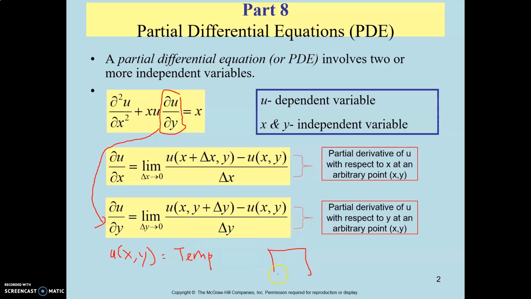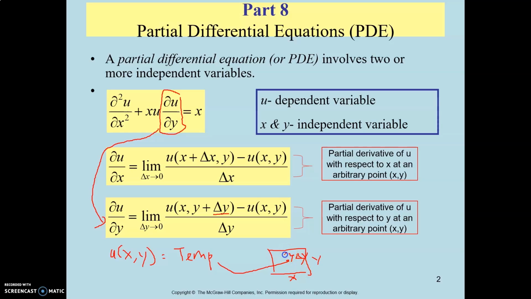Let's say we have a plate. This is our x-axis and this is our y-axis. For any point here, let's say we want to find the temperature. The temperature at any point can be described by this u function here. So if we want to find the delta u over delta y, we can use this equation. In this equation, you can see that u is in terms of x and y, and delta y is the step size in the y-axis. So this is our delta y.